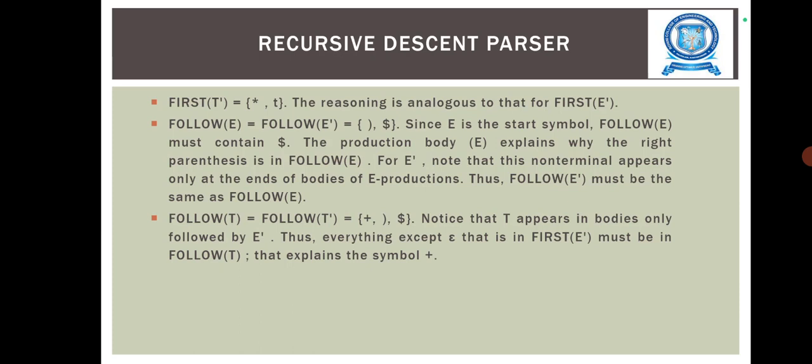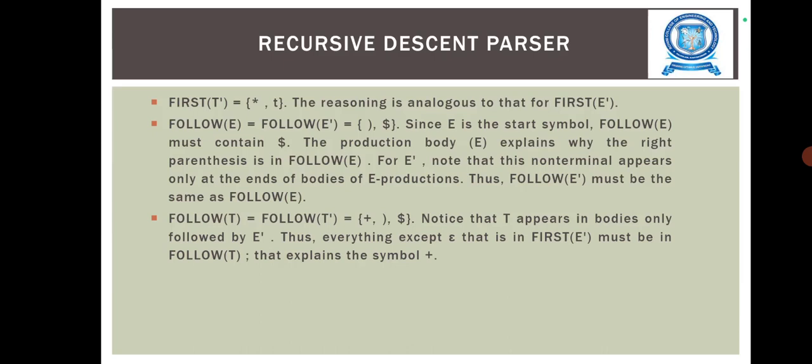Follow of E equal to follow of E dash equal to close bracket, dollar. Since E is the start symbol, follow of E must contain dollar. The production body of E explains why the right parenthesis is in follow of E. For E dash, note that this non-terminal appears only at the ends of bodies of E productions. Thus, follow of E dash must be the same as follow of E.